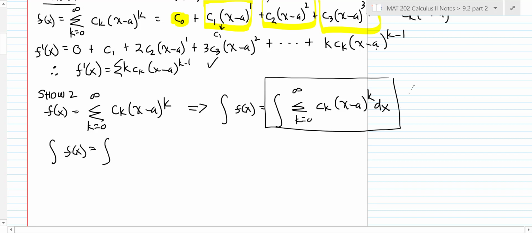Okay, so if k is 0 in this particular problem, we already did this. If k is 0, what do you end up with? You end up with c of 0, right? And then what you have right here would be x minus a to the 0, so that's just 1. Okay, go now to k equals 1.